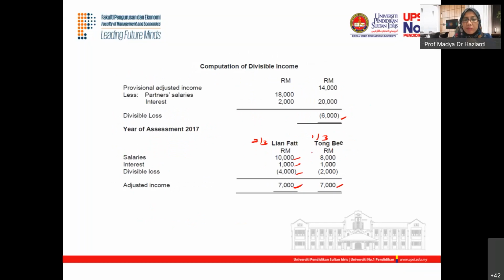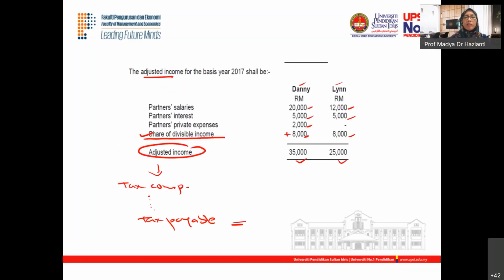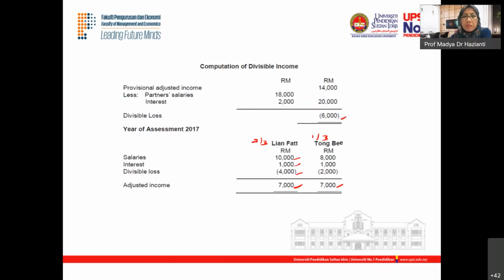Okay, boleh faham? So adjusted income ni konsep dia sama macam yang sebelah sini tadi lah. We will bring this untuk dia punya tax computation. Alright, any question? Sebelum kita proceed. You just have to remember untuk partnership ni, that's why I said dia lain sikit.